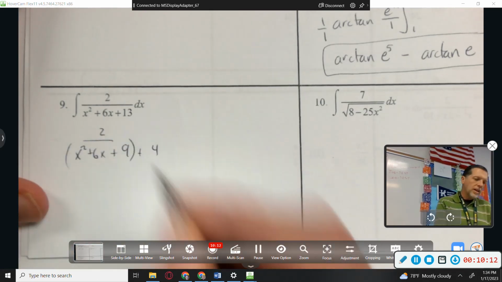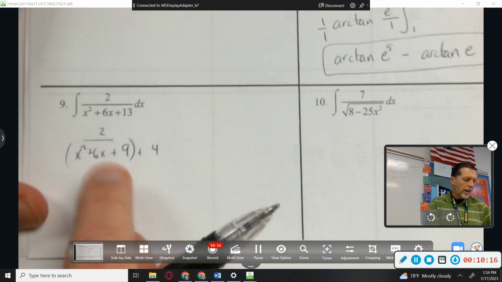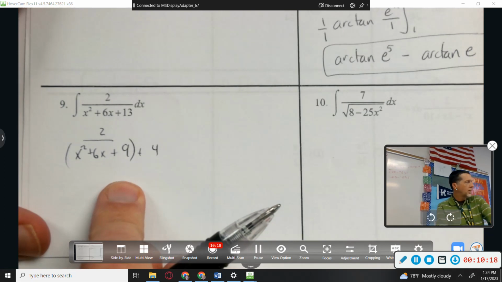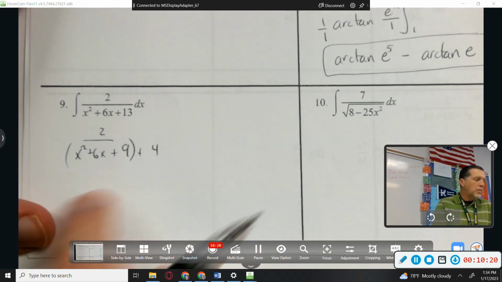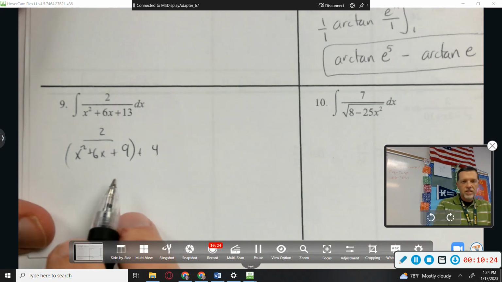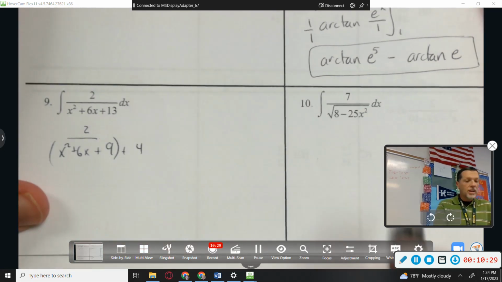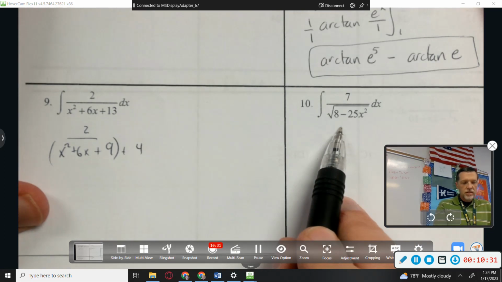So I split that up into 9 and 4 to complete the square. And when you complete the square, where am I headed? Take the 3. Arc sine. Yeah, but bigger picture than that. I see a 3. And arc tangent. This is going to be an arc tangent problem. Oh yeah, because there's no square root. 10 looks like an arc sine problem.